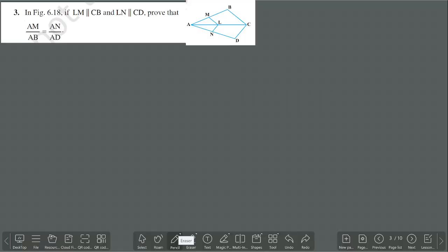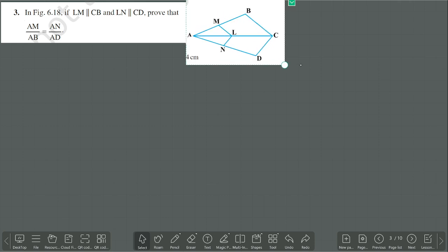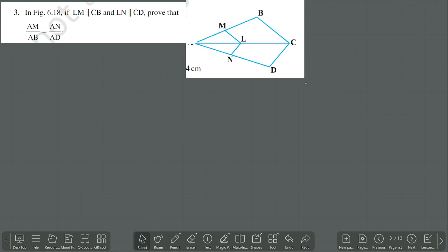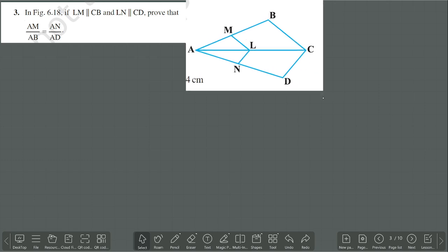Question number 3. After the break, we are starting question number 3. So, question number 3, what they are telling in the given figure 6.18. So, this is the diagram 6.18 we have. This I am taking, a little bigger size.